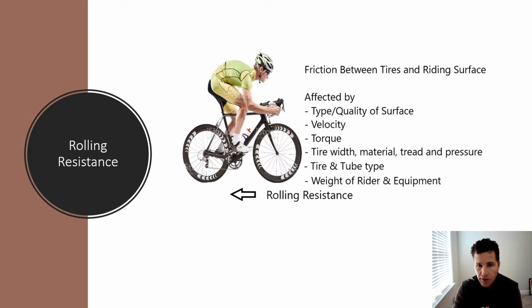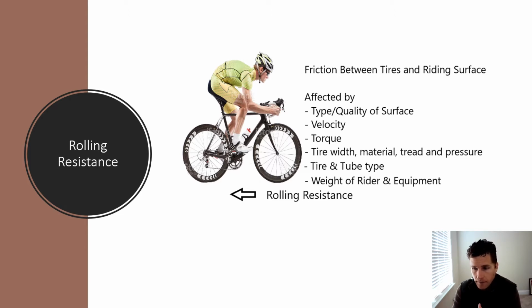So let's look at rolling resistance. Rolling resistance is the friction between the tires and the surface you're riding on. It's going to be affected by the quality of the surface, by your speed, and by how hard you're pushing.